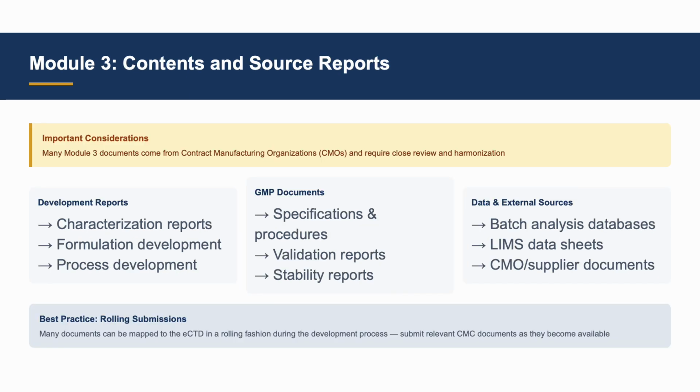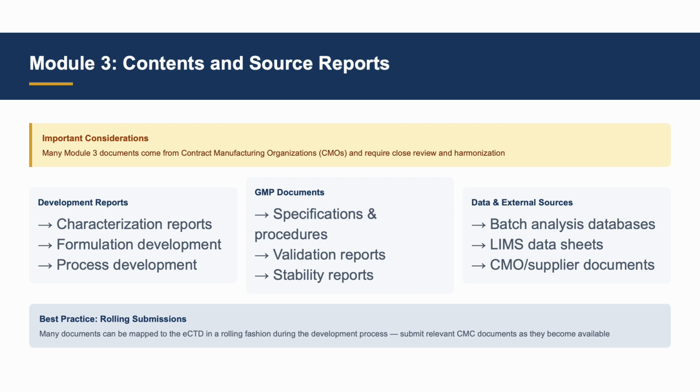Preparing Module 3 documentation involves coordinating and integrating information from many different sources. This slide highlights some of the key practical considerations for compiling high-quality Module 3 documentation. A significant consideration is that many documents for Module 3 will come from contract manufacturing organizations, or CMOs. These documents need to be closely reviewed for accuracy, completeness, and consistency with your overall submission. Harmonizing documentation from multiple CMOs can be particularly challenging when different facilities use different formats or terminology.